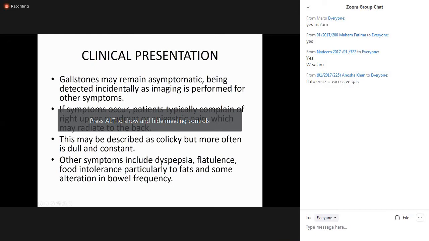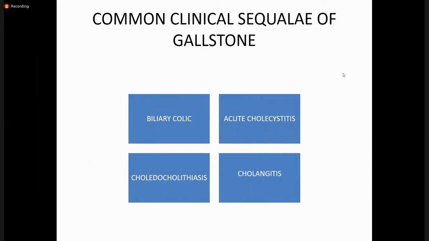Okay, so what are the common sequelae of gallstones? It will be presenting as biliary colic, acute cholecystitis, cholelithiasis, and cholangitis. These two are basically related to the gallbladder, and these two are related basically to the biliary channels.